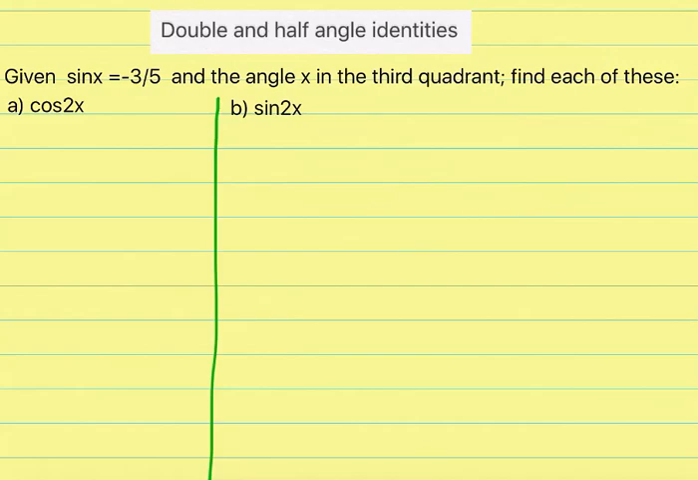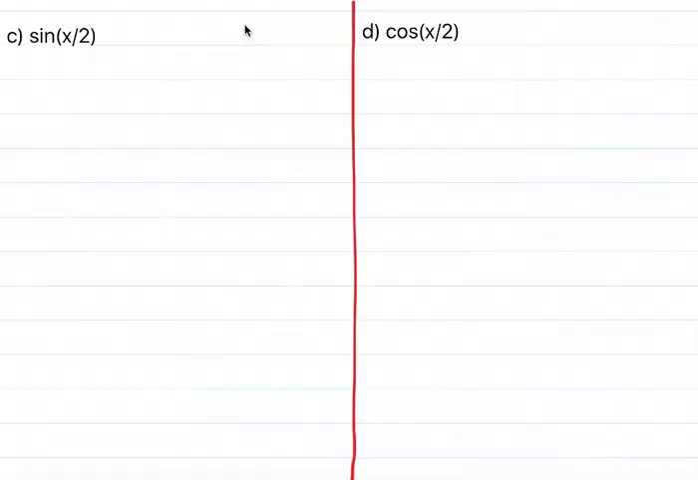These are a few questions related to the lesson on double and half angle identities. In these questions, you are given the information sine x equals minus 3 over 5, and a condition: angle x is in the third quadrant. You are asked to find cosine 2x, sine 2x, and later on we're going to ask about sine x over 2 and cosine x over 2.